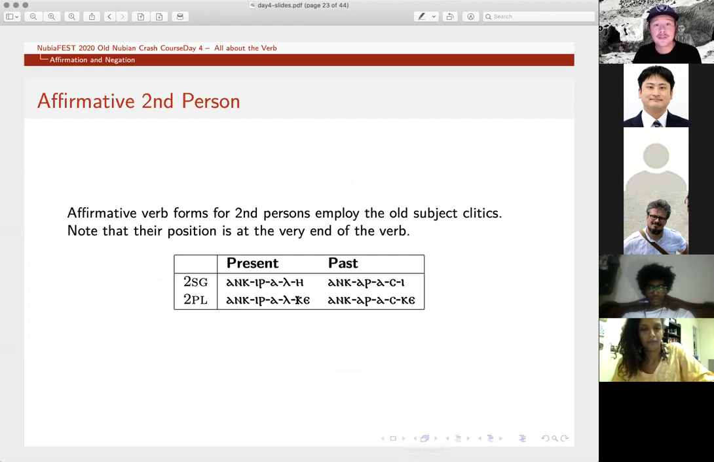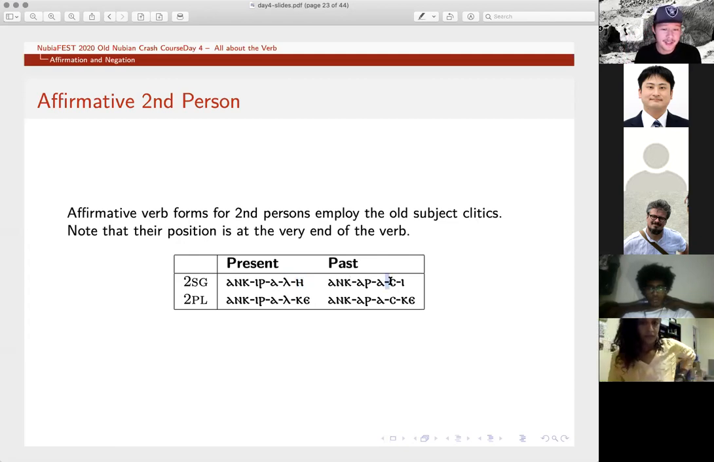So as I said, for the second persons, we find a completely different ordering of our verb. Here we have a present tense suffix, a predicate marker, and then the present tense marker, which is completely crazy. That's not at all where it should be, but there it is. And then your old suffix marker. So these two markers seem to be kind of fossils from a previous stage of the language.